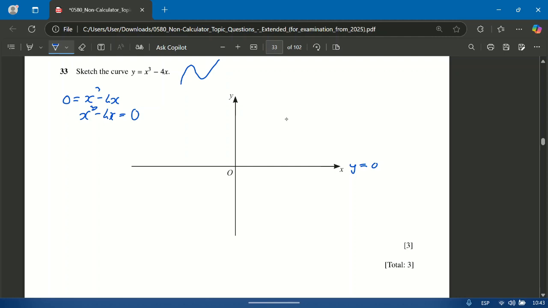Moving the minus 4x to the other side is not going to really help because we've got 2 x's there. So the first thing we're going to do is factorize out 1x. And this is now where we can split this up. We can say that x will equal 0, and we can say that this x squared minus 4 will equal 0.